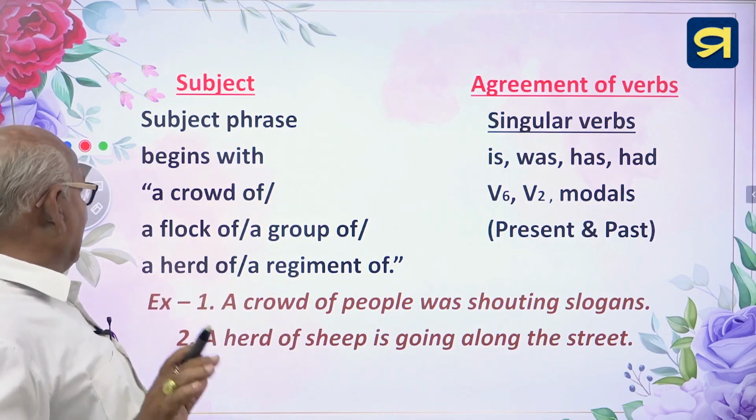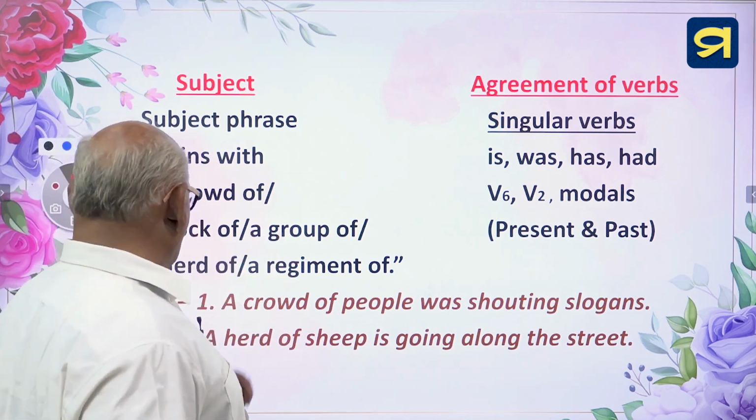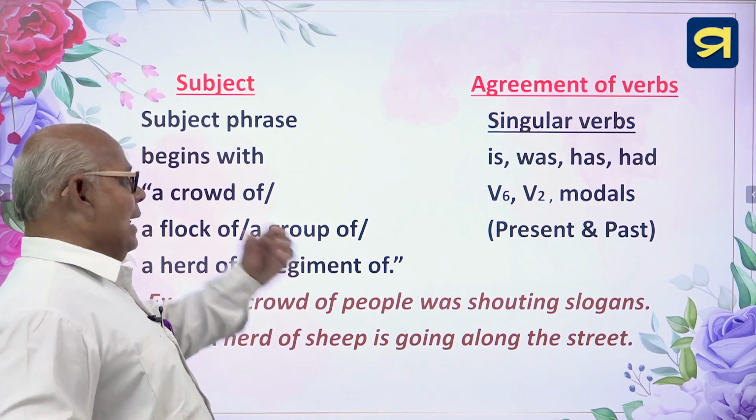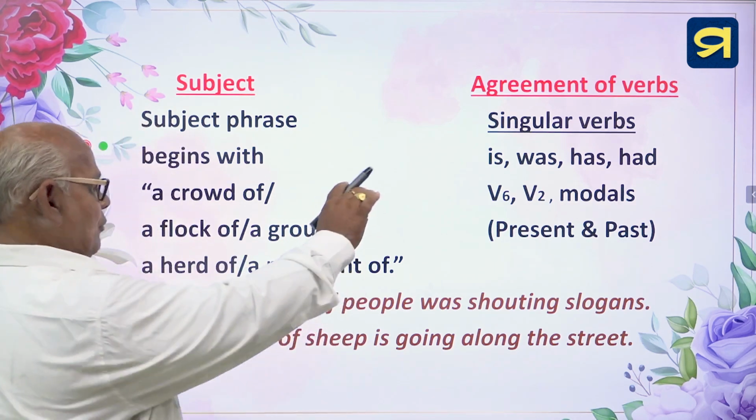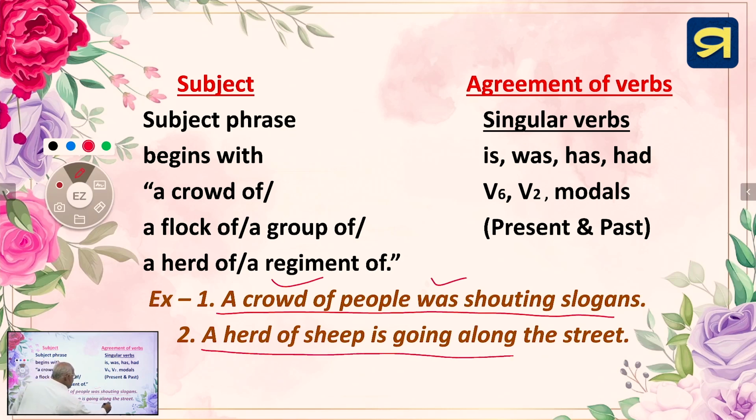When a subject phrase begins with a crowd of, a flock of, a group of, a head of, and a regiment of, it takes a singular verb. Let's discuss the examples. A crowd of people was shouting slogans. The sentence begins with "a crowd of", so it takes the singular verb "was". In example 2, a head of sheep is going along the street. The sentence begins with "a head of" and takes the singular verb "is".